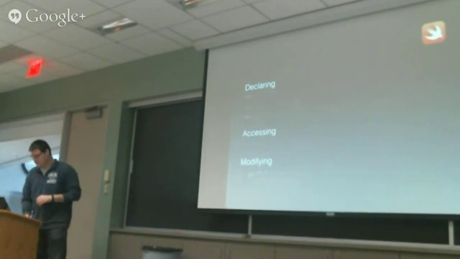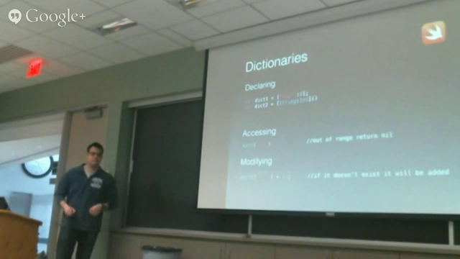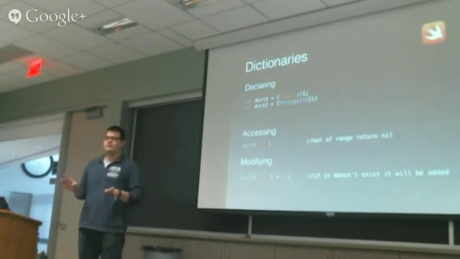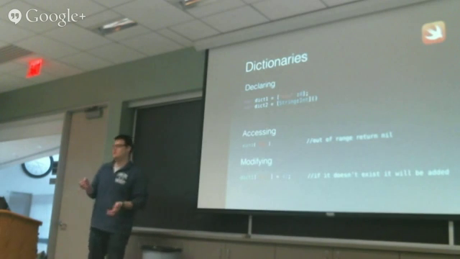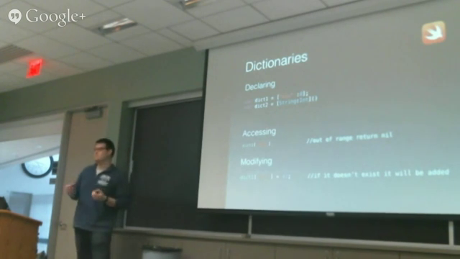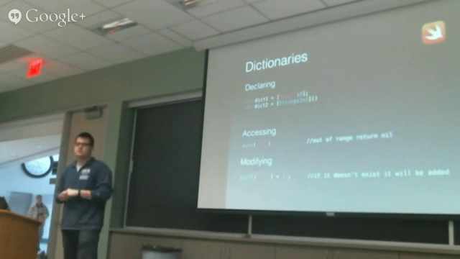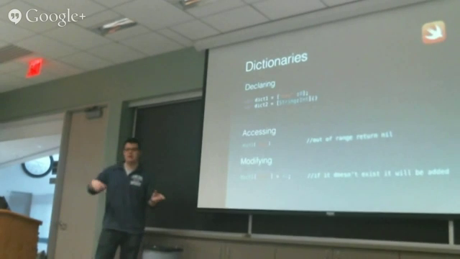Okay. The next structure is dictionaries. Give me a show of hands. Do you guys know what a dictionary is? Okay, so not many hands. So a dictionary is basically a mapping between a key and a value.